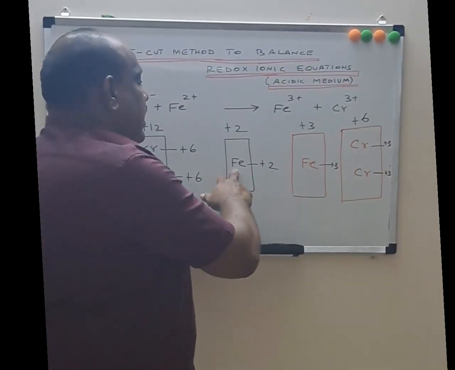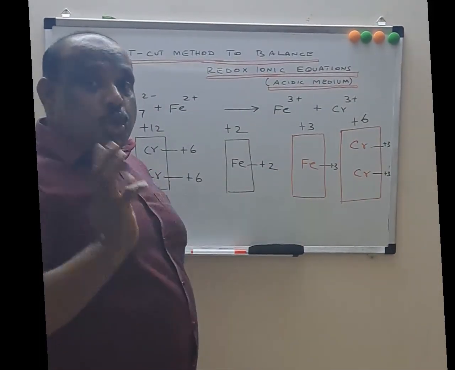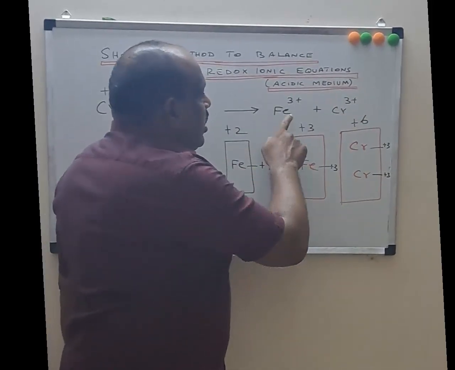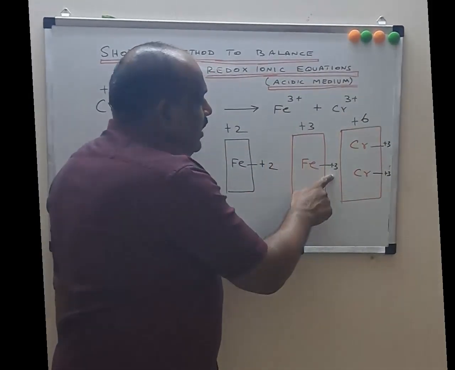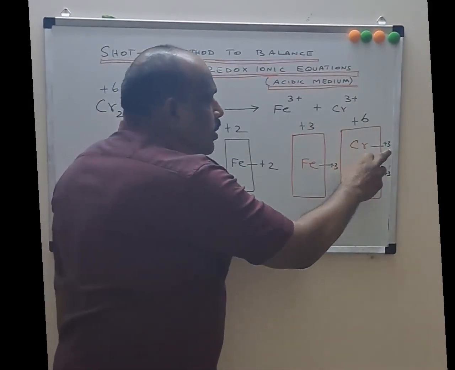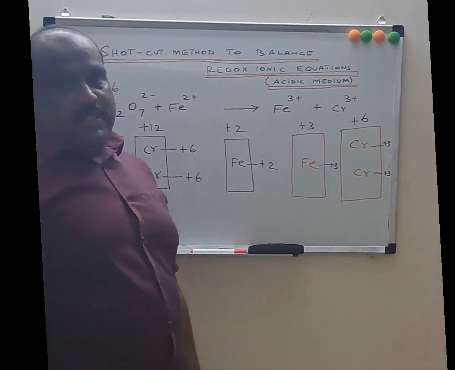So I can find Fe is there and two chromium atoms. But the charge you have to take from the RHS only. So here the iron is having a charge of plus 3. So this plus 3 I am writing here. The total charge is plus 3. The chromium is having a charge of plus 3. So one chromium atom is plus 3. Another chromium atom is also plus 3. So the total charge is plus 6.